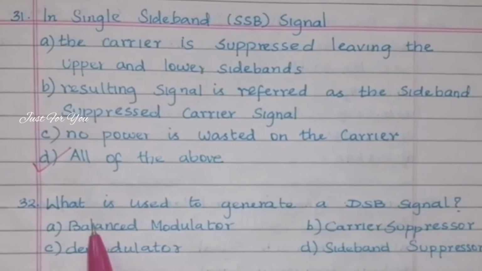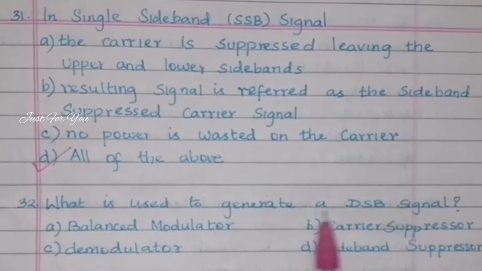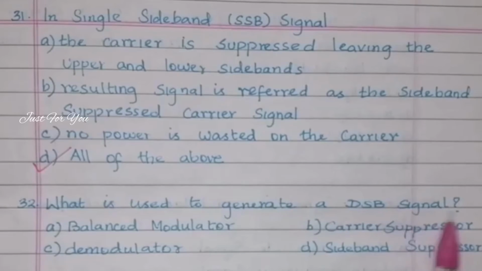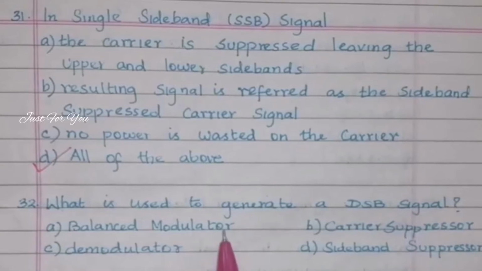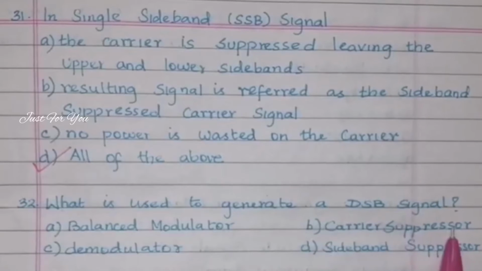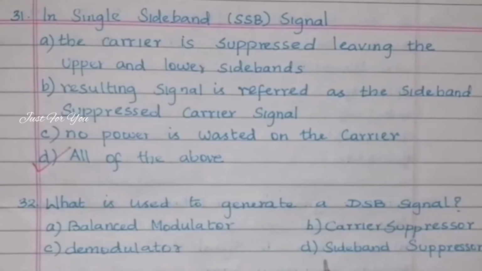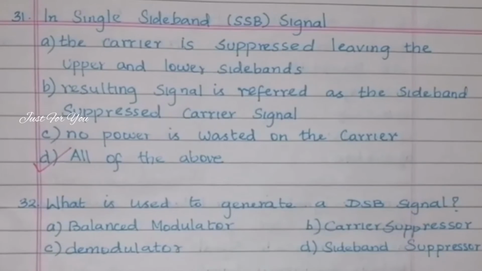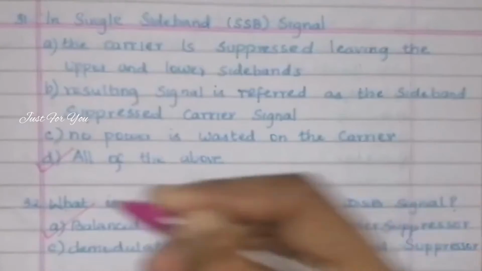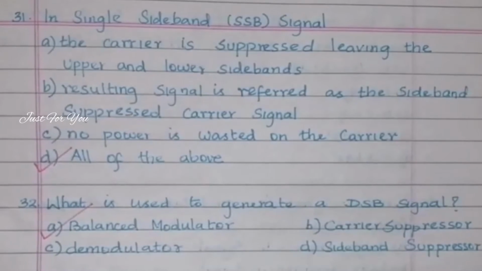Next question, what is used to generate a DSB signal? Option A, balanced modulator. Option B, carrier suppressor. Option C, demodulator. Option D, sideband suppressor. The correct answer is option A, balanced modulator.